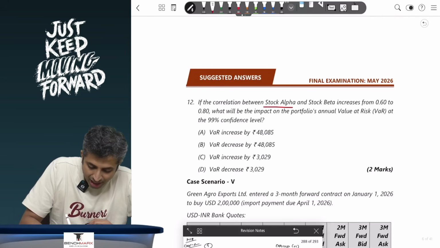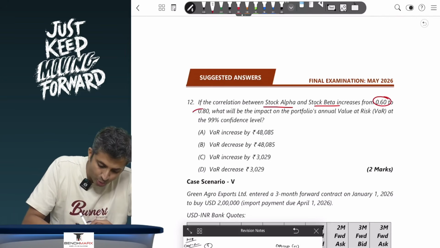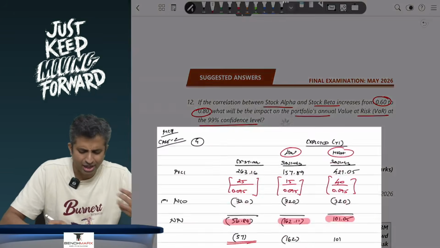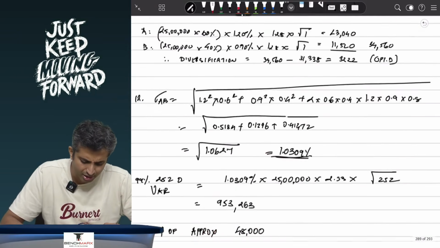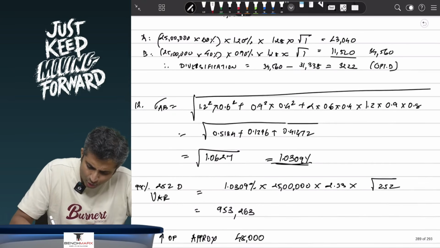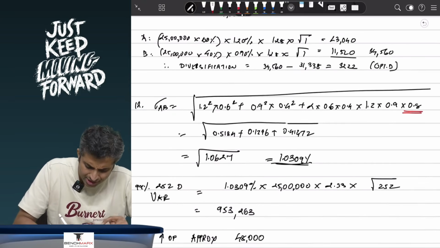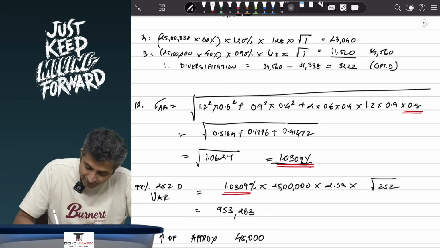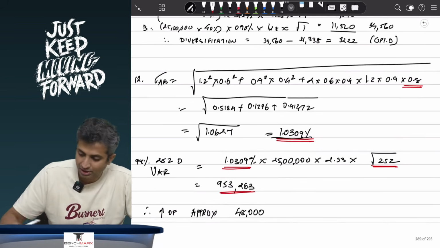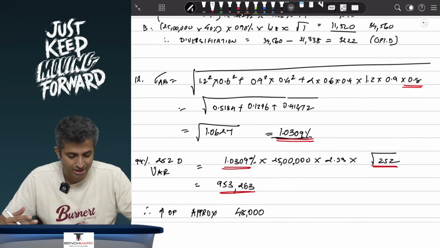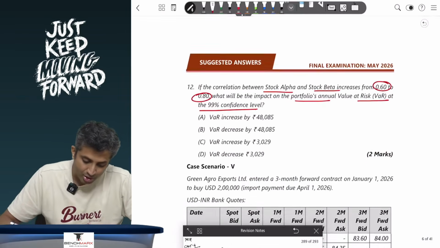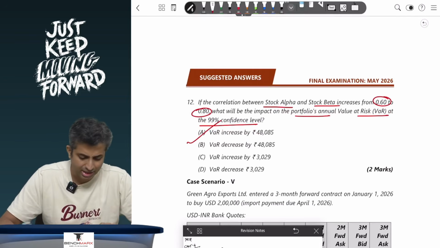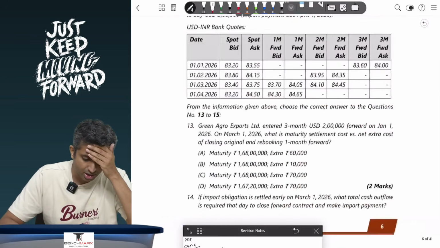If the correlation between alpha and beta increases from 0.6 to 0.8, what will be the impact on the portfolio's VAR at 99% level? That's just trying to again calculate the standard deviation. So over here, if I look at the 12th MCQ, I will just take 0.8 instead of 0.6, and hence my standard deviation will be 1.309%, and at 1.309%, everything else remaining the same, you get 9,53,000. Earlier it was 9,05,000, which means there's an increase of approximately 48,000 and something. So there is an increase in VAR by around 48,000, and that takes care of your question number 12.